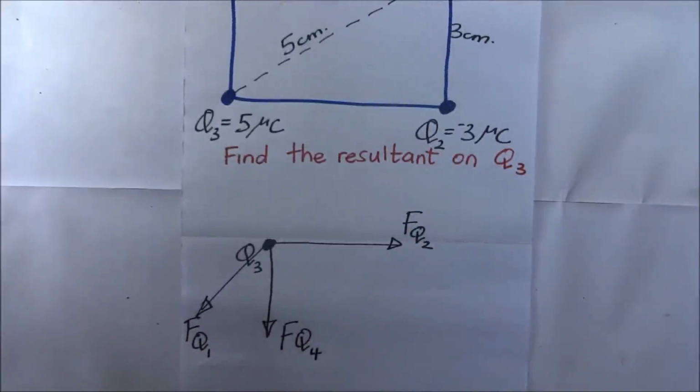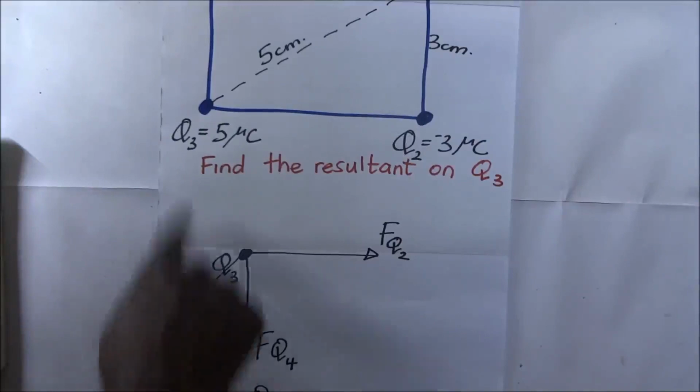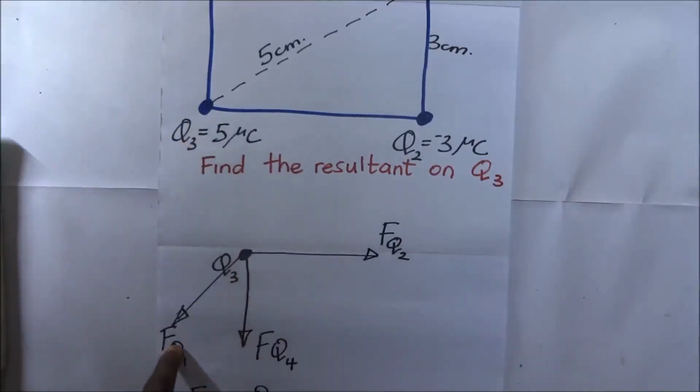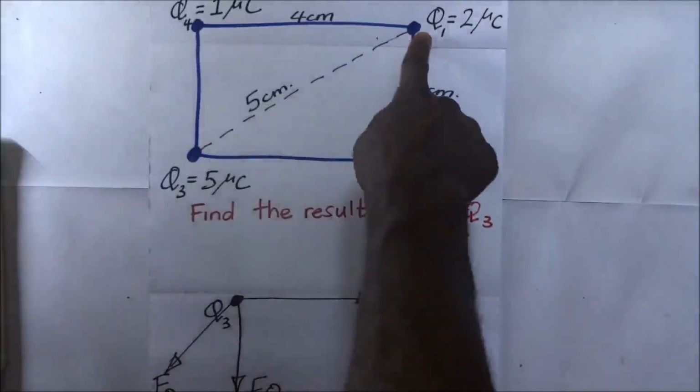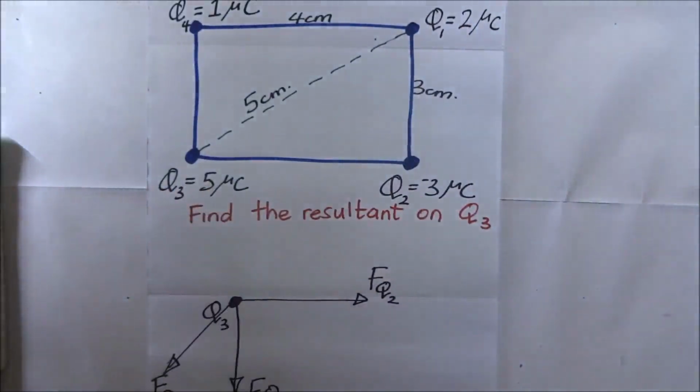So our task is very simple. We are going to find these forces FQ1, FQ4, and FQ2. After finding those forces using Coulomb's law of electrostatics, then we shall find the resultant of these forces, and that will be the resultant force acting on charge Q3. We'll begin by finding the force due to Q1. The force acting on Q3 due to Q1, it means we are considering this and that. The charge on Q1 is 2 microcoulombs, the charge on Q3 is 5 microcoulombs. So we begin.